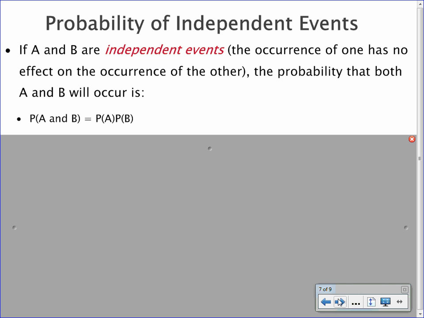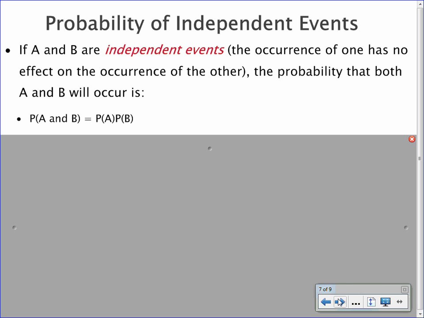Who can give me an example of an independent event? Or 2 independent events? Flipping a coin. Rolling a dice. Okay, flipping a coin and then rolling a die, is flipping the coin going to have an effect on rolling the die? Probably not. No. Okay.